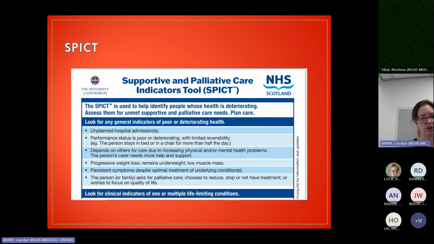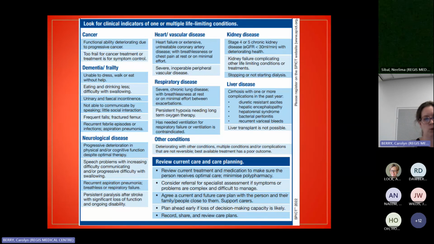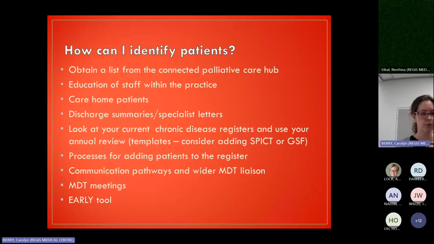So that, again, general indicators of decline and then specific ones. This is on one page. I've just separated it out for the slideshow. And this is the SPICT tool. They're very, very similar, and so, like Becky said, it doesn't really matter which one you use, but they are useful.